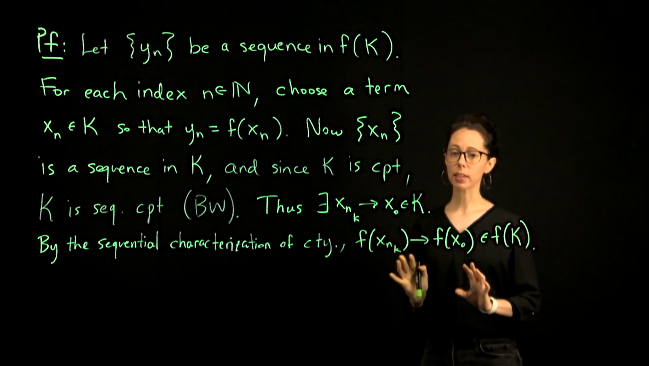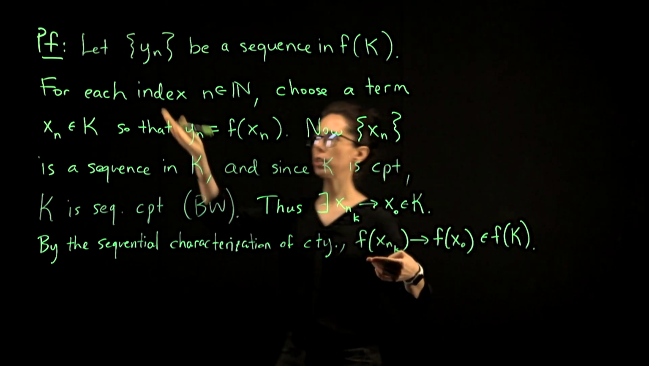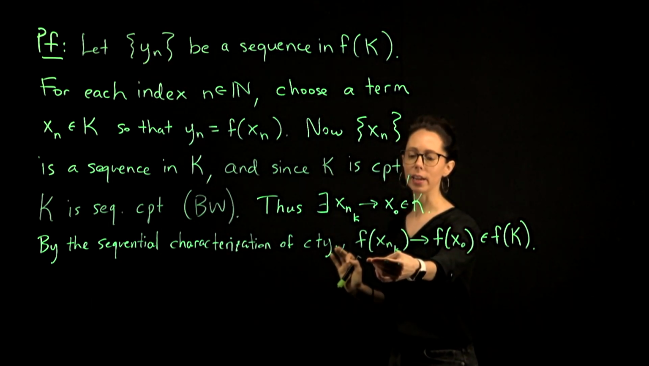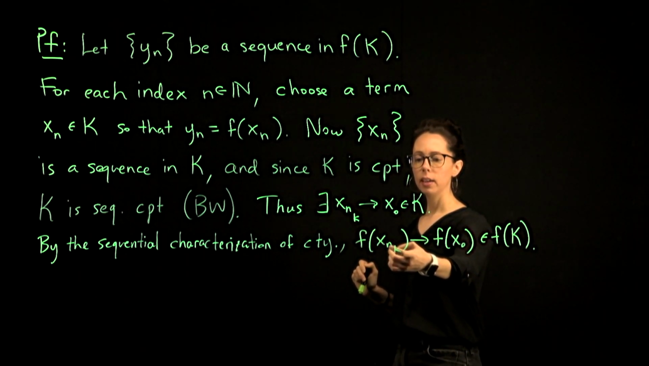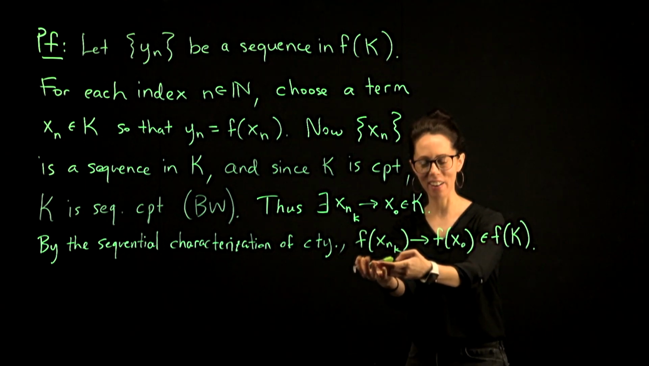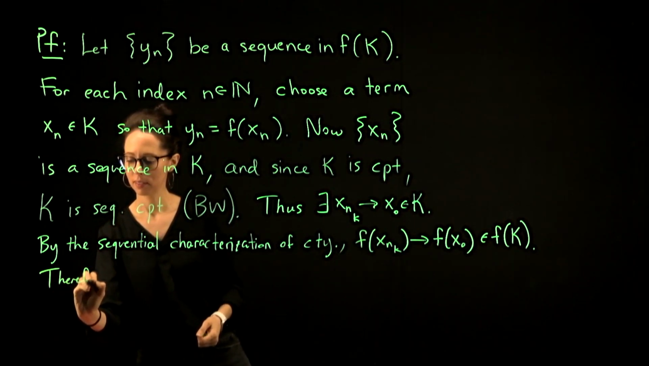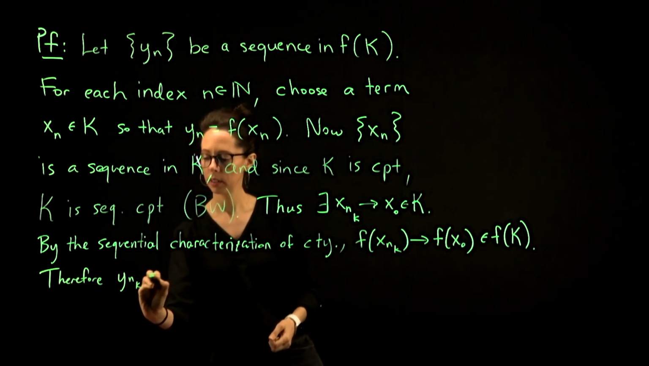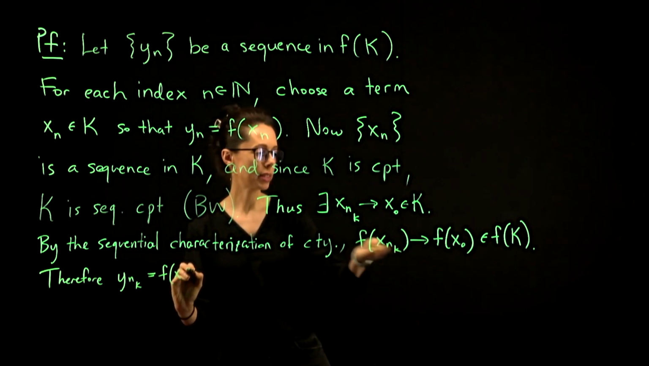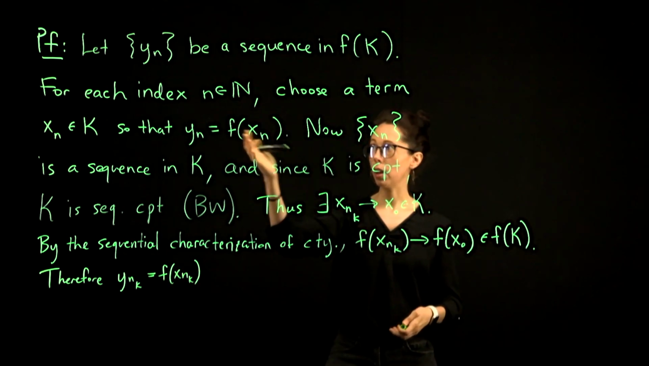At this point, we are basically done. This is the subsequence that we need, but let's translate back to the original notation so that the reader really makes the connection. So y sub n sub k is this, right? So therefore, y sub n sub k, which is exactly what we mean when we say f of x sub n sub k, is a subsequence of y sub n.